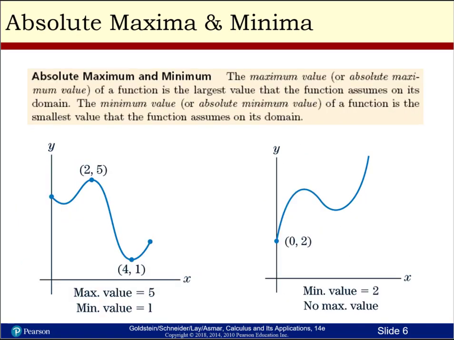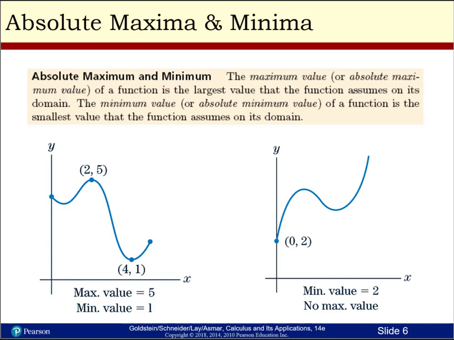Next, we will talk about absolute maxima and minima. Now, these are the biggest and the smallest points of the whole function that we have. So absolute maximum and minimum. The maximum value or absolute maximum value of a function is the largest value that the function assumes on its domain. The minimum value or absolute minimum value of a function is the smallest value that a function assumes on its domain.